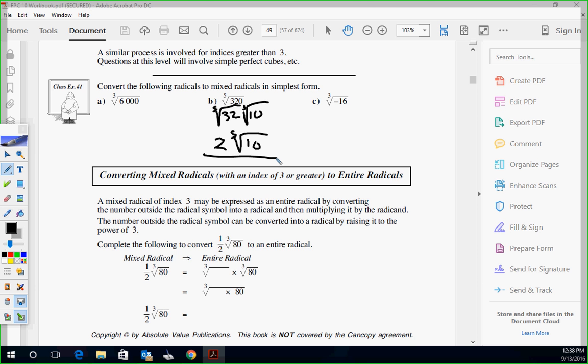Cube root of negative 16. Can we do negatives in a cube root? Yeah, it's odd. If it's odd, it's okay. If you're saying, what are you talking about, that's not even. So we can have negatives. Negatives are allowed.